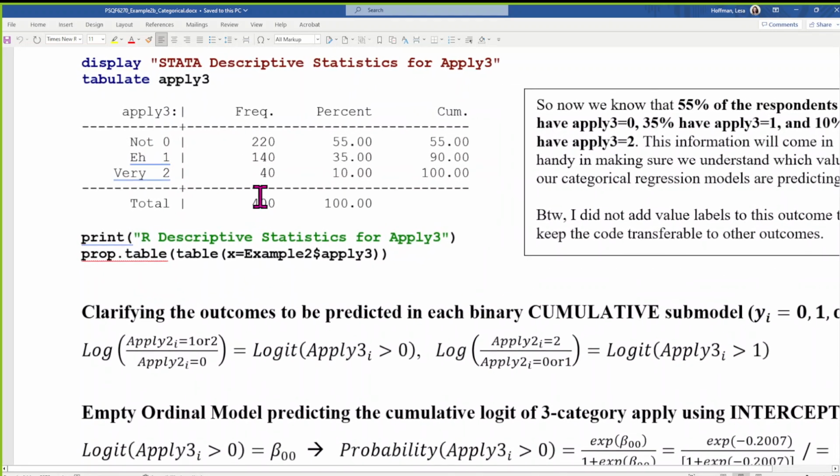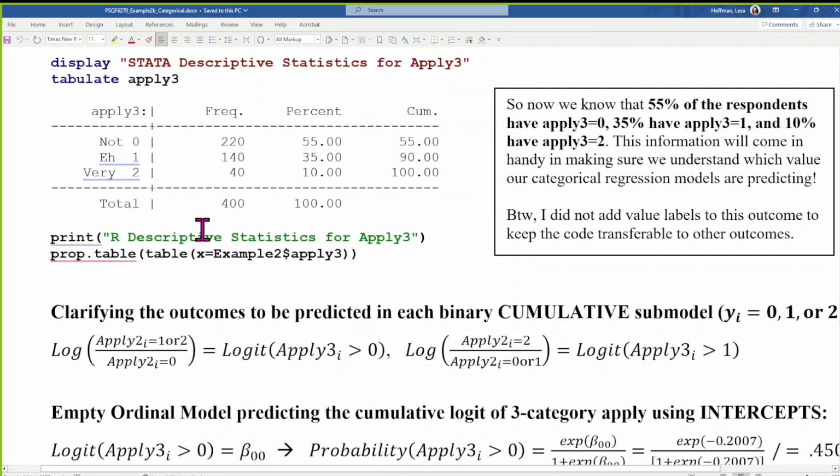So the data we're playing with, 3 category outcome. How likely are you to apply to graduate school, where 0 is not likely, 1 is likely, and 2 is very likely. So I'm treating this as ordinal in this model. I know that 0.55 is the proportion of people who answered 0, 0.35 is the proportion of people who answered 1, and 0.1 is the proportion of people who answered 2. That's going to tell me what my model is giving me, knowing that column right there.